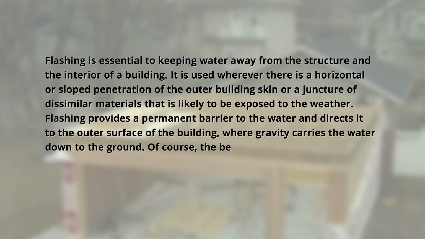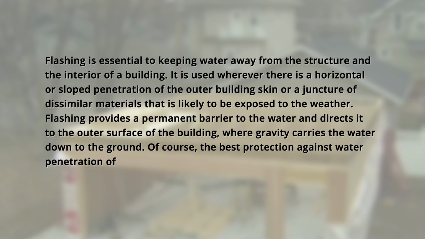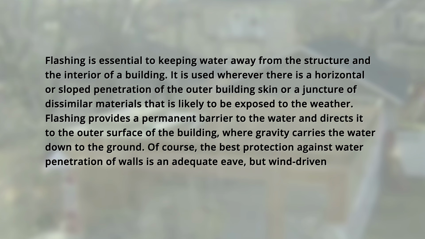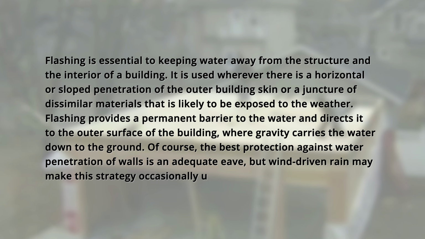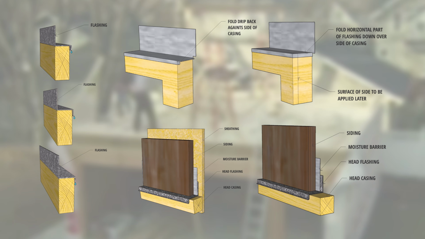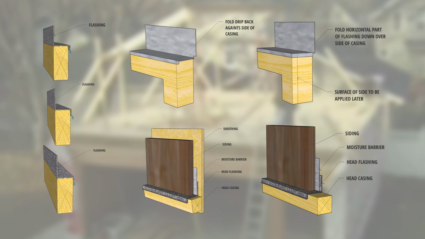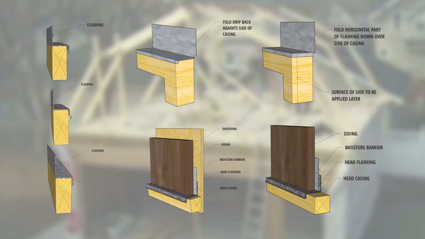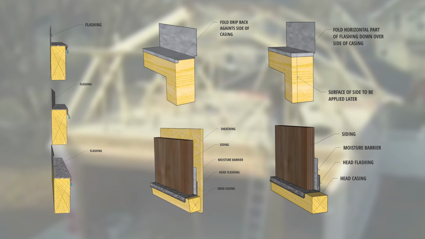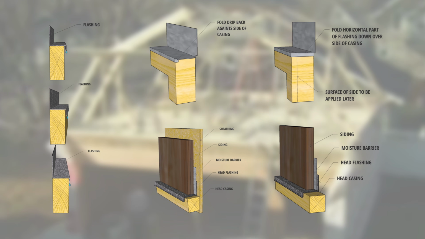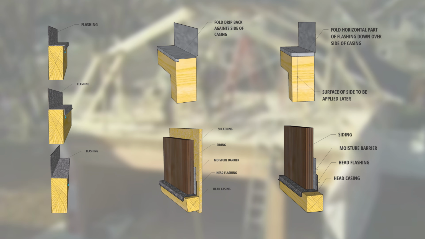Of course, the best protection against water penetration of walls is an adequate eave, but wind-driven rain may make this strategy occasionally unreliable. Flashing. Let's reference these detailed illustrations below. On the left, flashing drips. On the right, window or door head flashing.